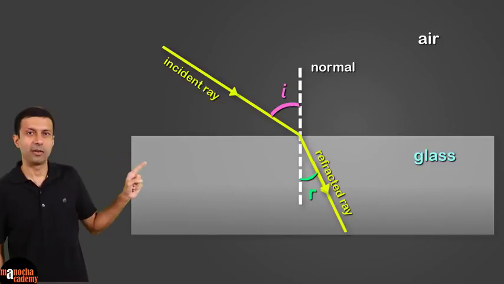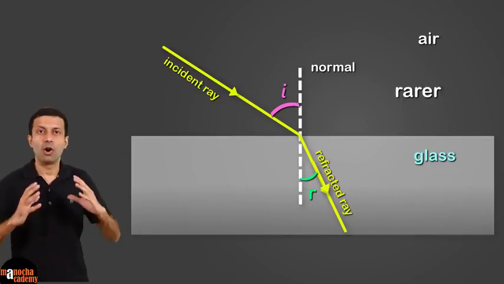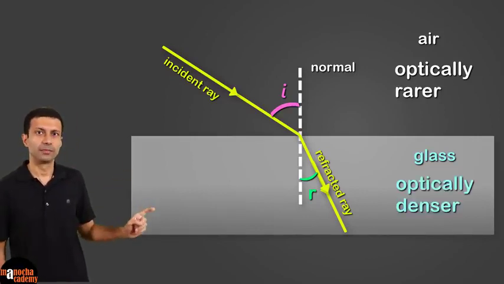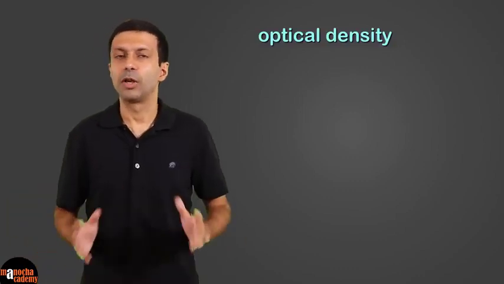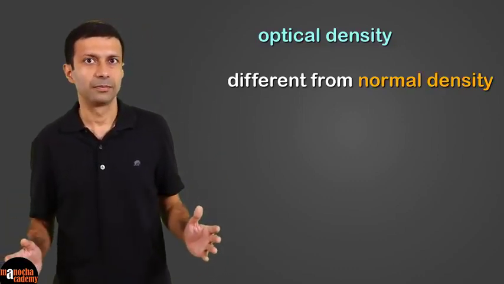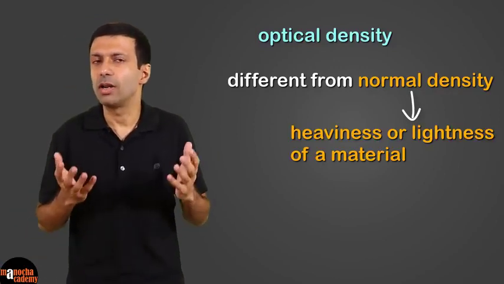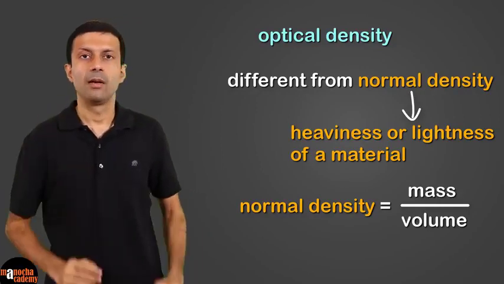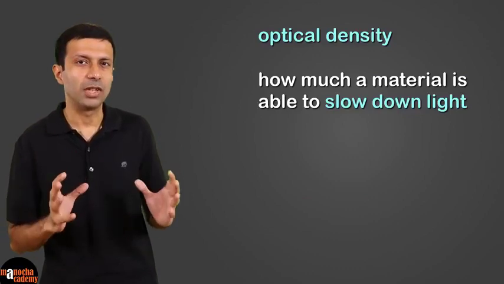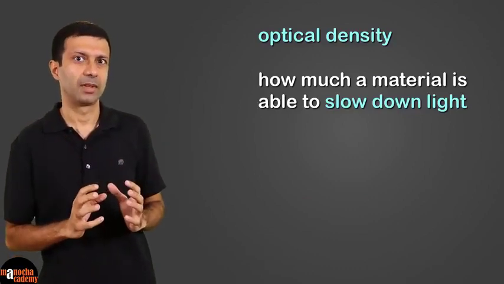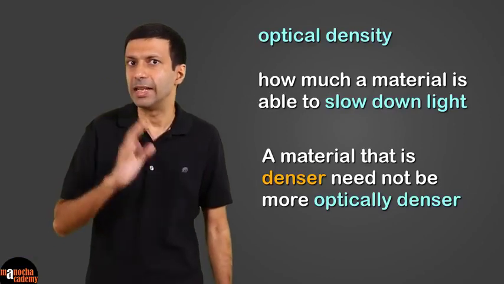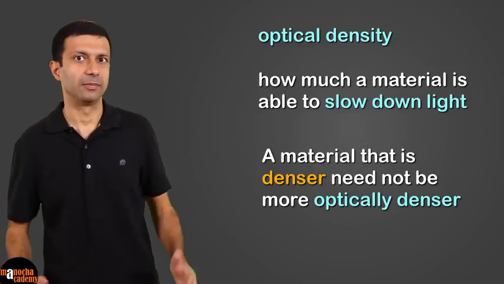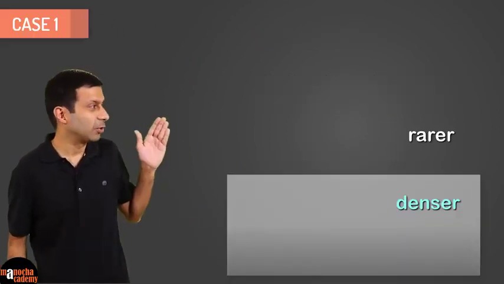Here, air is the rarer medium, or to be more precise, optically rarer medium, and glass is the optically denser medium. We use the term optical density because it's different from normal density. Normal density is the heaviness or lightness of a material and is measured as mass by volume. But optical density measures how much a material is able to slow down light. And note that a material that is denser than another one need not be more optically denser than the other material. So this was our case 1.